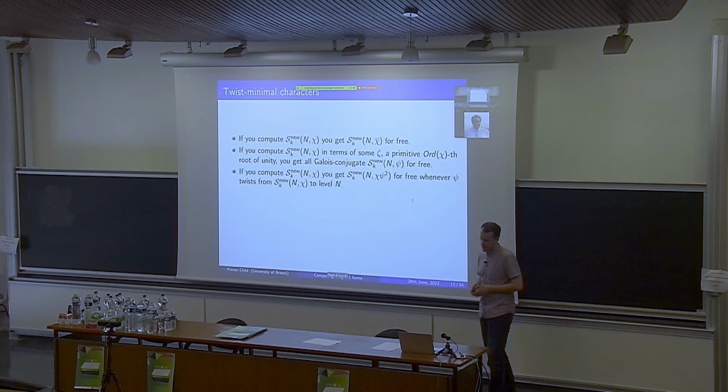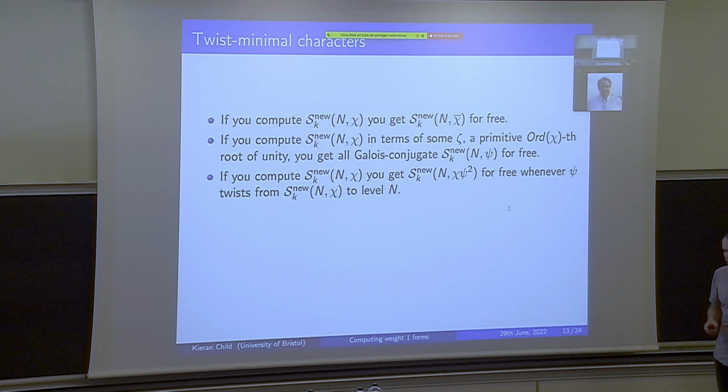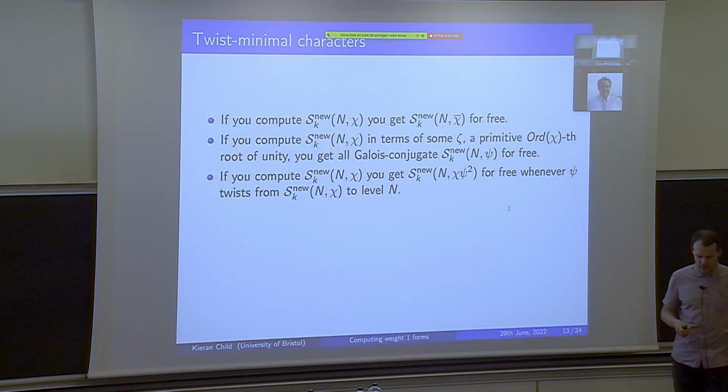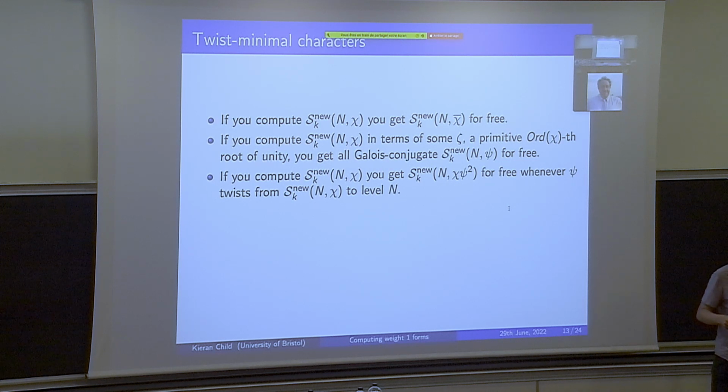But there's one more step still, which is the concept behind this twist minimality. If you compute one space, then there could be other spaces where you twist into that space and it's the same level. So as long as we've computed one space, we get the other level for free, even though it might not be in the same Galois orbit.